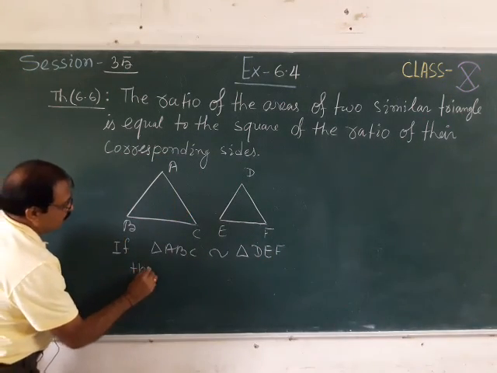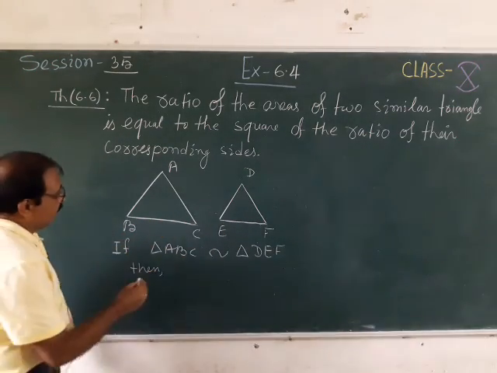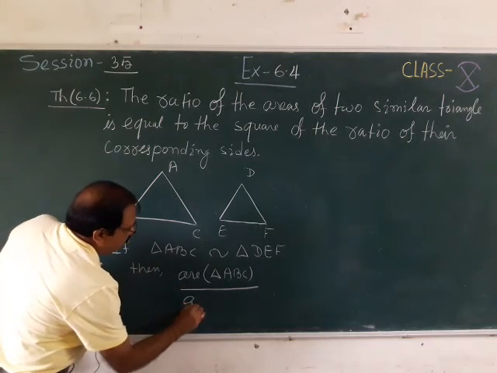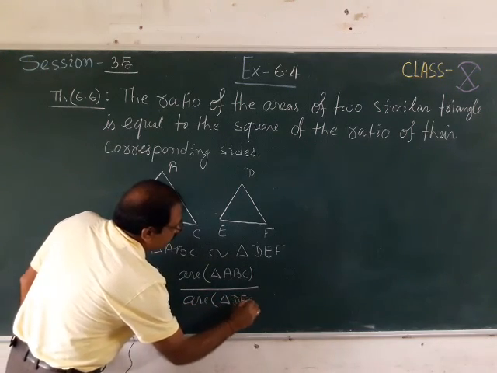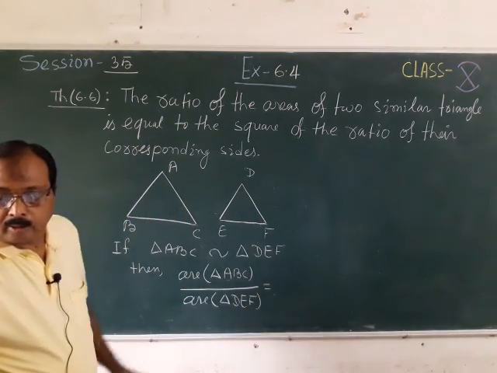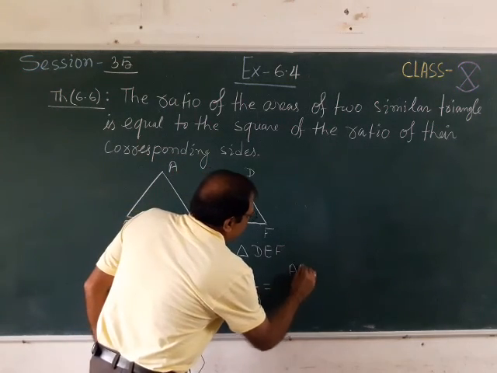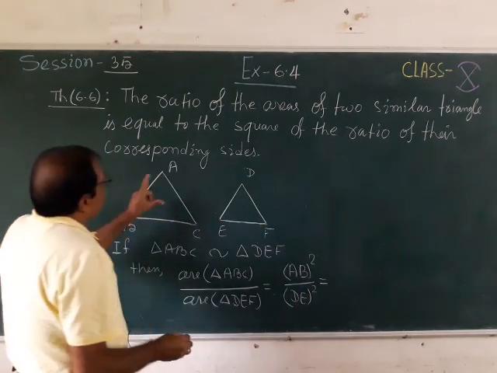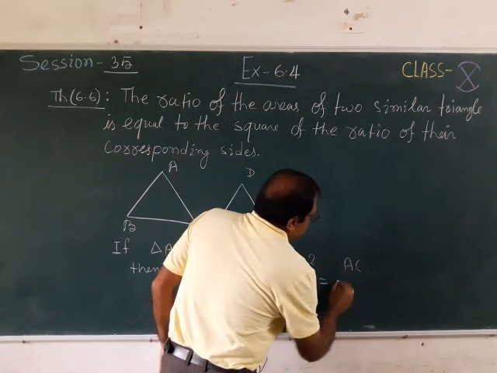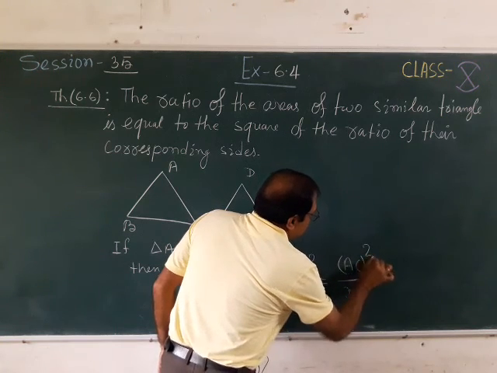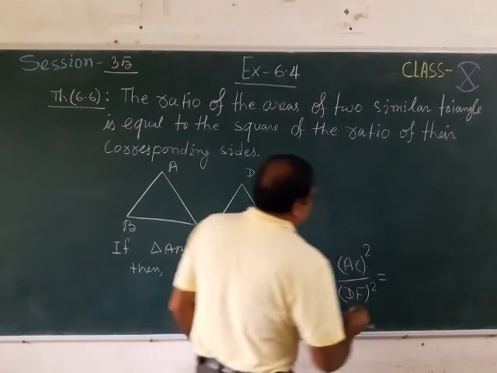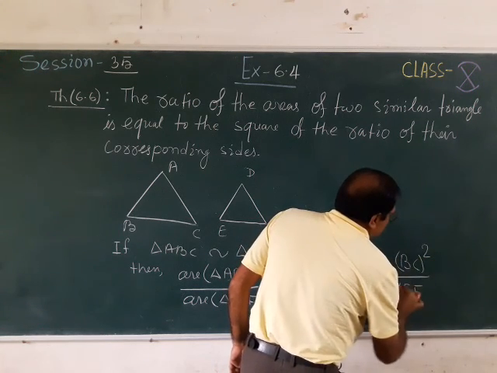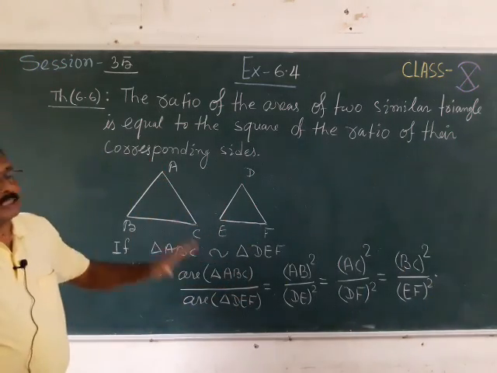then the ratio of their areas, area of triangle ABC upon area of triangle DEF, is always equal to AB upon DE, and here AB square and DE square, then AC upon DF, also in the square, then it is equal to BC upon EF, also in square. This is the mathematical explanation of this statement.